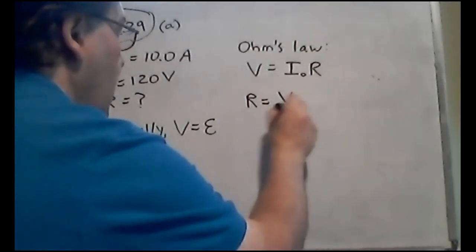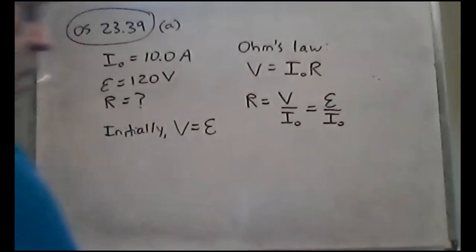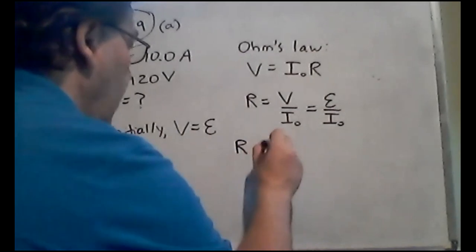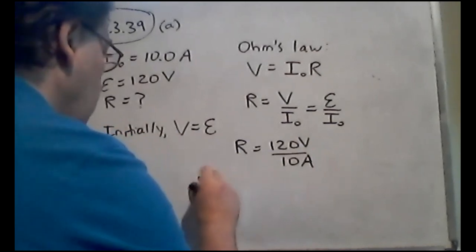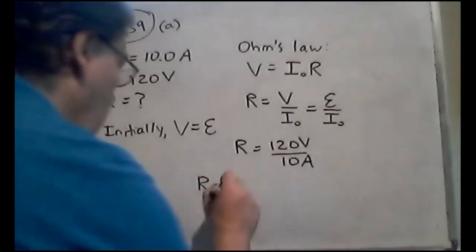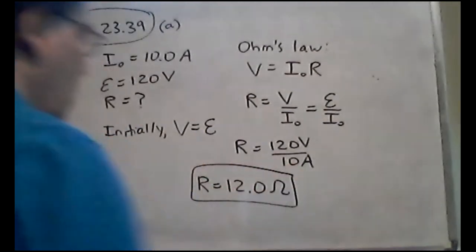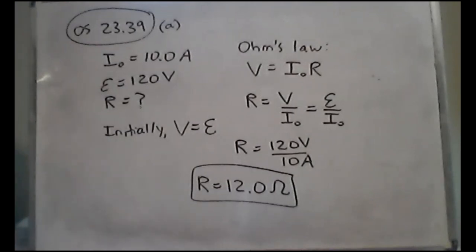I'm going to solve for R, the resistance. R is going to be V over I naught, or in this case, epsilon over I naught. So my resistance R is 120 volts divided by 10 amperes. The resistance is 12 ohms. That's true throughout the entire problem, whether the motor is just starting off or running at full capacity. 12 ohms is a constant of this problem.